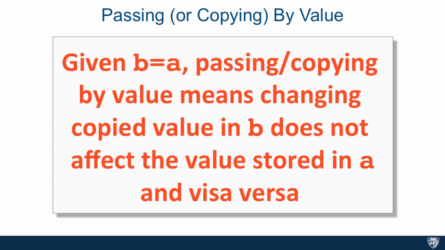So the loose definition is that given b equals a, so if you have an a and a b, you're copying the contents of a into the variable b. So passing, when it's talking about functions, or copying in case of just regular equality, b equals a. So copying or passing things by value means that changing the copied value in b does not affect the value stored in a, and vice versa. So if I change b after I've copied the value of a into b, a stays the way it was before and b changes but does not affect a.